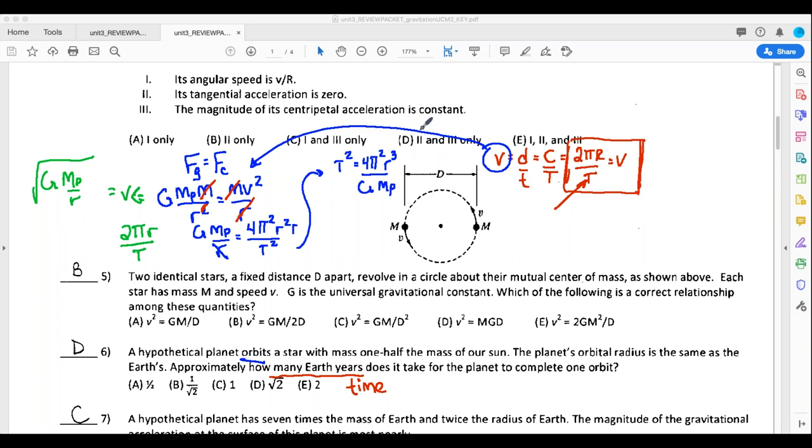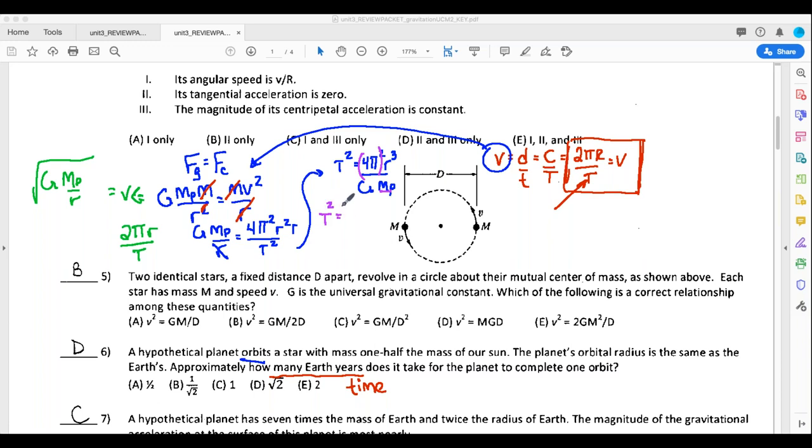What's important here, this next step, is kind of critical. To figure out what the period is, 4 and pi are just constants, they're not changing. I'm trying to figure out which problem we're doing, number 6. Okay, we're solving this for time, and the star, which is the mass of the planet in this case, because it's the planet that's orbiting the star, is one half the mass of the sun.